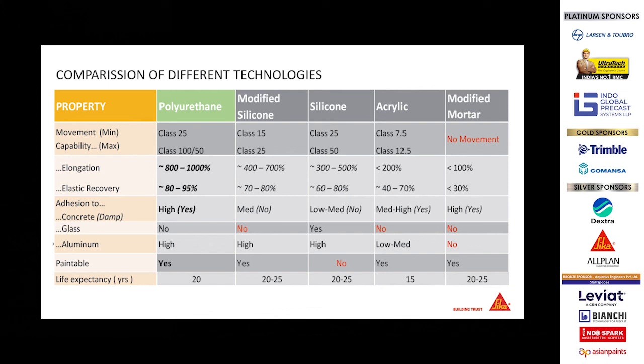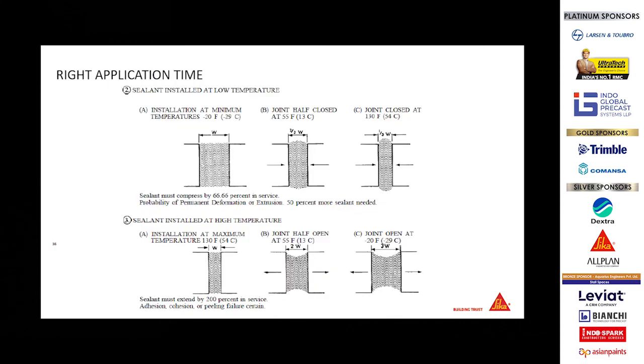Except for silicon, most of the sealants are paintable. Then life expectancy, this is indicative, as per site and lab conditions. Now, what is the right time for installing and filling the joints? I have taken this from the ASTM code. For example, if you are filling the sealant in winter, the temperature is minus 20 and the width is W. When the temperature rises to 13 degrees Celsius, the gap closes to 2/3 of the original width. And when the temperature reaches 54 degrees Celsius, the gap reduces to 1/3. So the sealant is being compressed by 66%, and there is a high chance of failure.